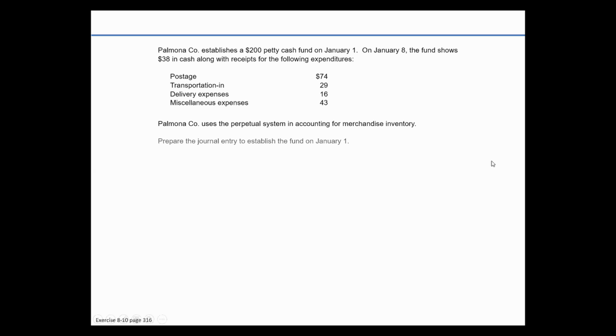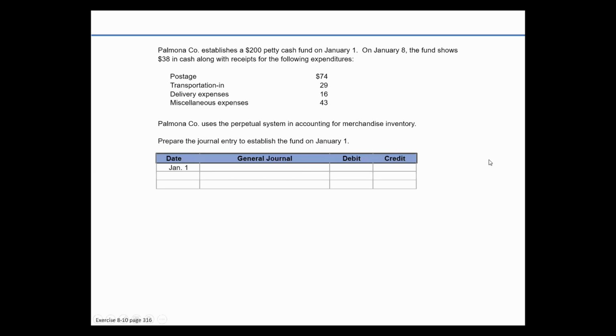So then we'll go ahead again. The transaction to establish it, again, would be a debit to petty cash in the amount of 200 because we're increasing the petty cash asset, and then we will credit cash 200 because we are reducing our cash.